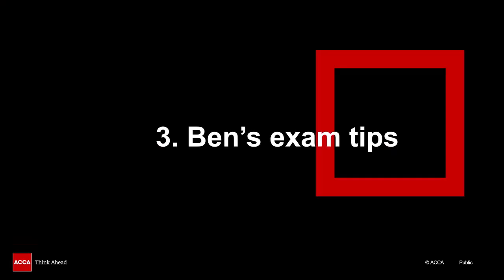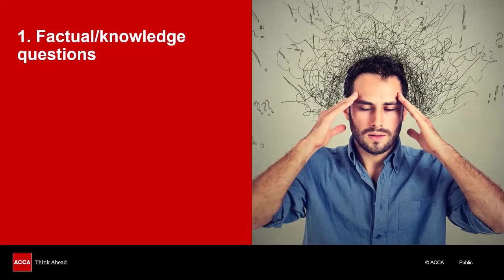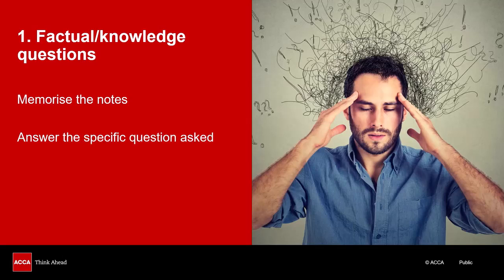So, some exam tips then for each of these 3 types of questions. For the first one, where it's a factual or knowledge-based question, my advice here, I don't think there's going to be any surprises. You've got to know your stuff. So make sure you know the 3 stages of money laundering. Make sure you know the auditor's responsibilities. And you've got to be careful that you answer the specific question that's been asked.